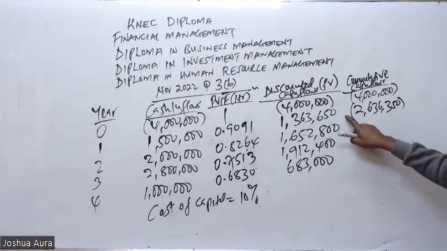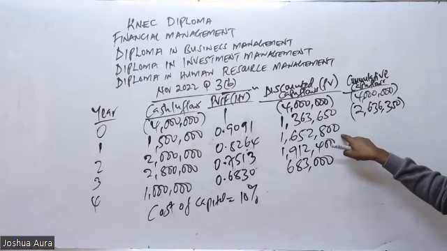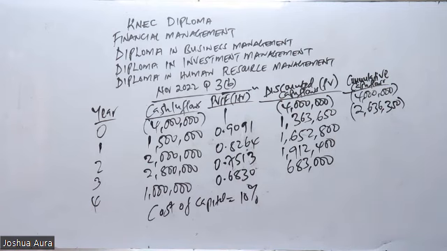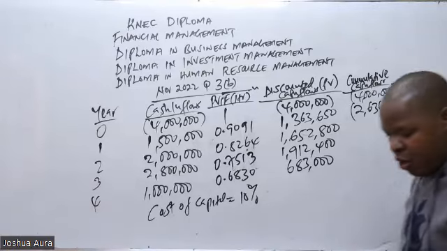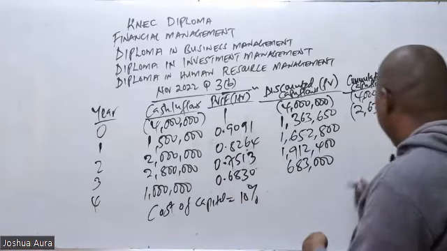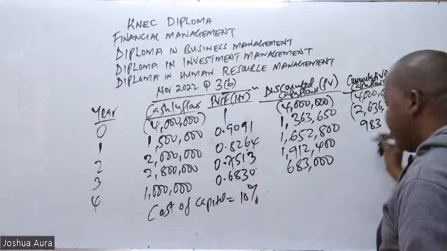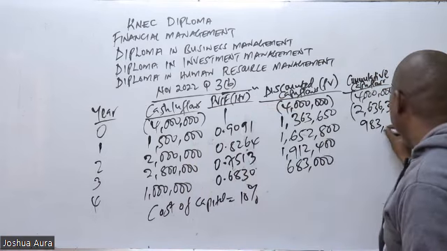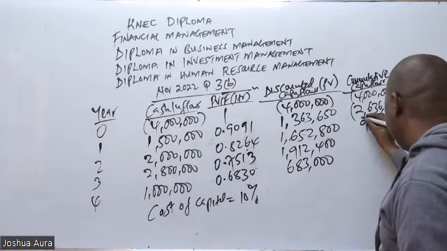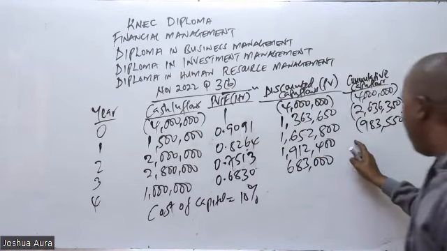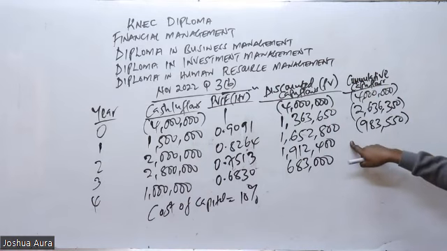And what is the cumulative figure for year 2? We will take the cumulative figure of year 1 and add the discounted cash flow figure of year 2, which will be minus 2,636,350 plus 1,652,800. What are we getting? We are getting minus 983,550, but it is a negative.